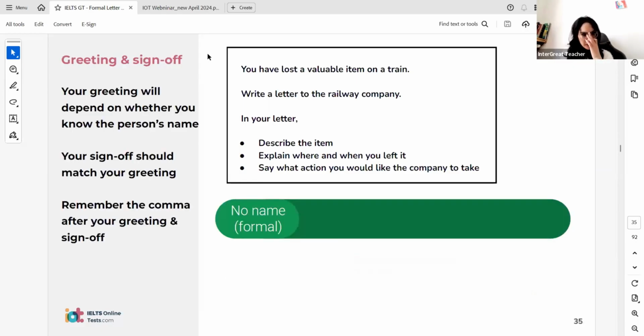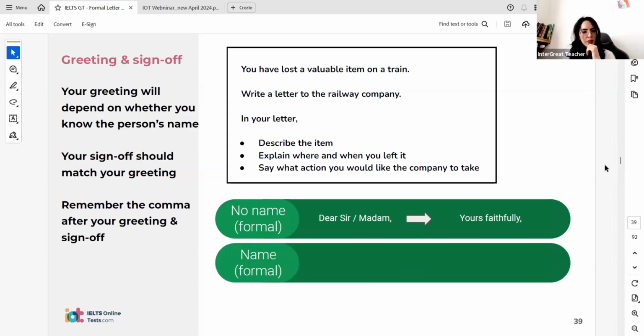Now remember that the greeting always depends on whether you know the name of the person, right? And the sign off should match the greeting, right? And like I said, be consistent. Either use a comma after the greeting and sign off or not use it. It's safer if you do use it. When we are writing a formal letter, we don't know the name, so we write dear sir or madam, and we finish with yours faithfully or sincerely. More accurate would be yours faithfully.